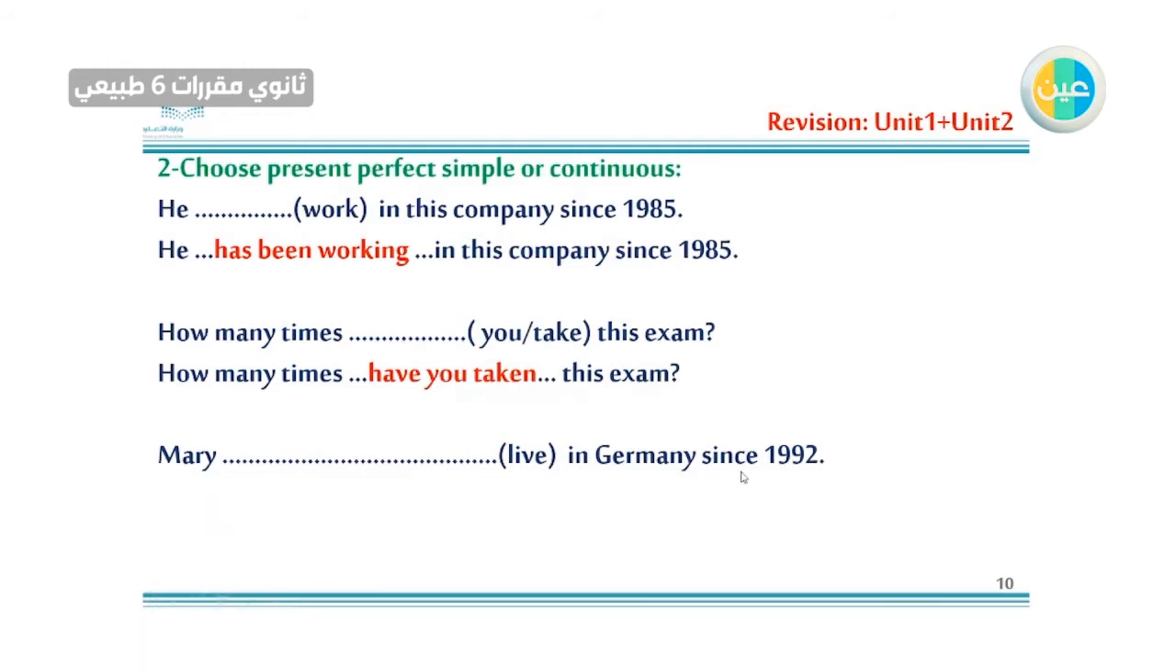Mary lived in Germany since 1992. Yes, it's duration. So we will go with the present perfect continuous. Mary, then has, then been, then the verb with ing. Mary has been living in Germany. Again, look at live. It ends with e. So when we add ing, we have to delete e, then put ing: living.